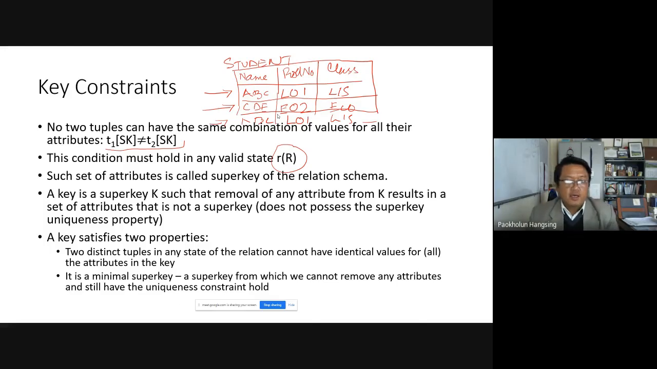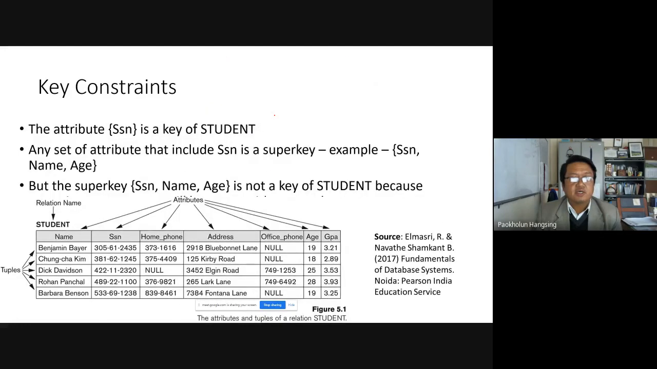Then we have a key. Okay, so a key satisfies two properties. That is, two distinct tuples in any state of the relation cannot have identical values for all the attributes in the key. So it is a minimal super key, a super key from which we cannot remove any attributes and still have the uniqueness. Okay, now this will be clear with examples. Now, take this, for example, the key attribute here.